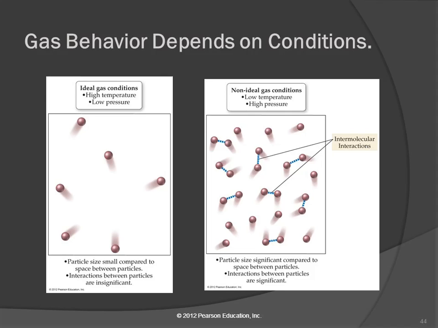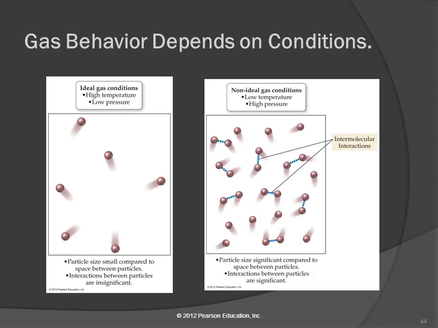Okay. So when the particles are moving slowly at low temperatures, then when they bump into each other, they stick to each other a little bit. And that messes up this ideal behavior that they have. The other thing that happens is when they get all squished together like this under high pressure, now the amount of empty space between them is going down. And so then the volume of the particles themselves starts to become a little more significant.